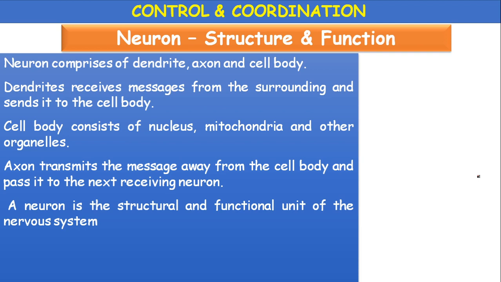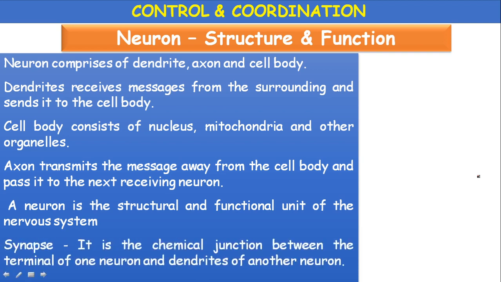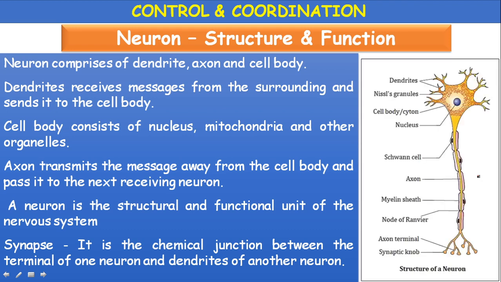A neuron is a structural and functional unit of a nervous system, and the place where these axon ends or telodendrites end, that gap junction is called a synapse. Synapse is the chemical junction between the terminals of one neuron and the dendrites of another neuron, or effector organ. See here the structure of neuron, the beautiful structure.